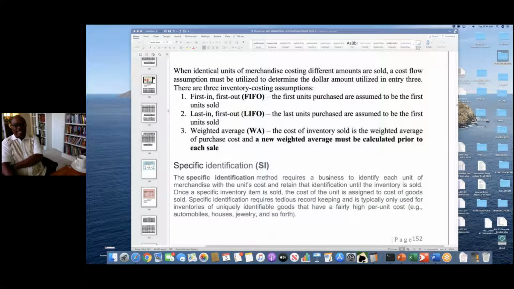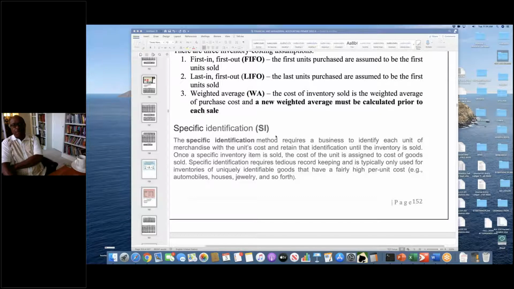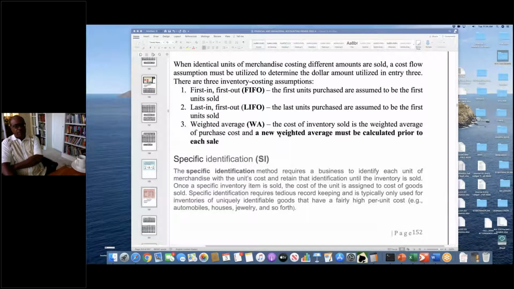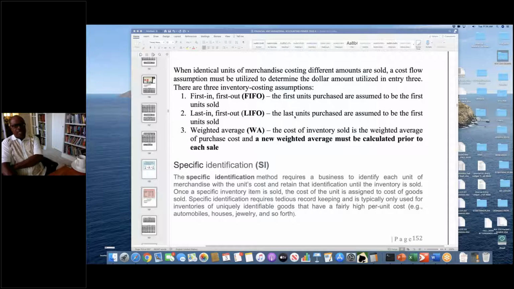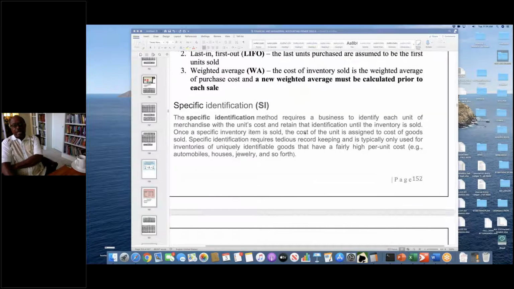So if we have very expensive stuff, automobiles, jewelry, we're going to do a specific identification. We're going to make sure we keep track of it by the item sold. But if you got computers, shoes, things like that, it's too much trouble to say, okay, let me get the pair of shoes that cost this much. You got 1,000 pairs of shoes back there. You're going to look for one box. So we don't do that. That would make our job too hard.